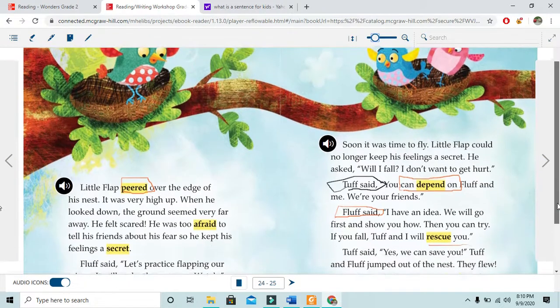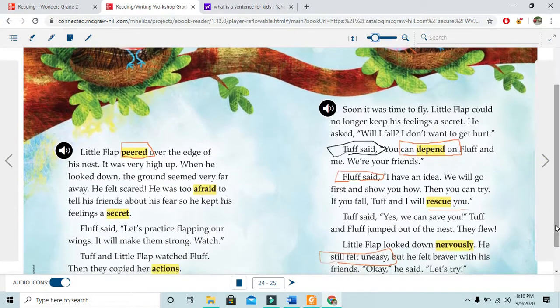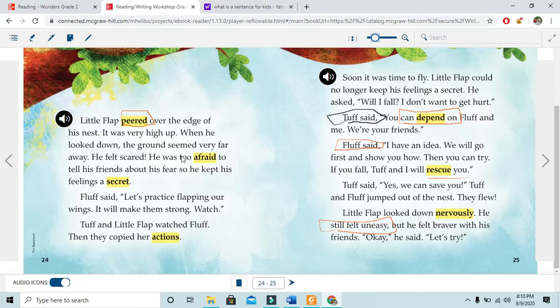Let us see what happened in the story. The last page that we read, the three birds are trying to fly, but Little Flap was scared to fly. That was his secret, and the three birds started to copy the action of each other. Let us see what is happening here. Soon it was time to fly. Little Flap could no longer keep his feeling a secret.